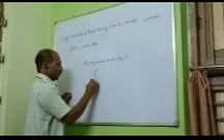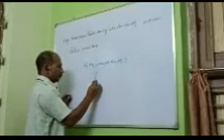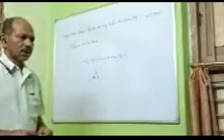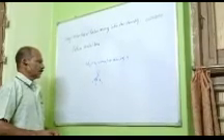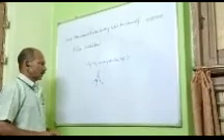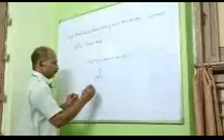In case of NH3, the electron density is towards nitrogen. I am drawing like this. Because we know nitrogen is more electronegative than hydrogen, so electron density is accumulated on the nitrogen atom.